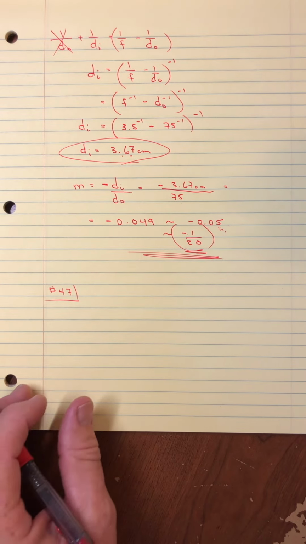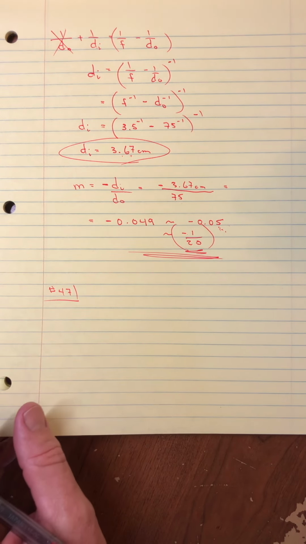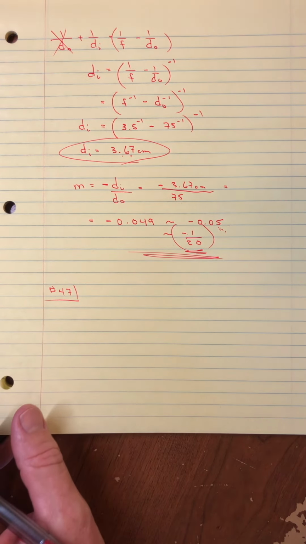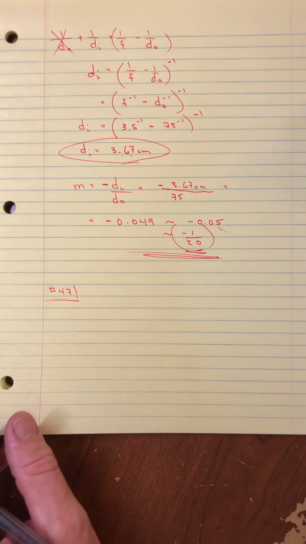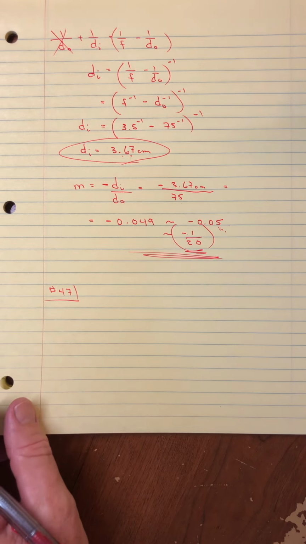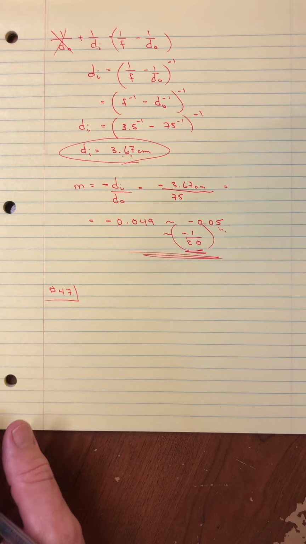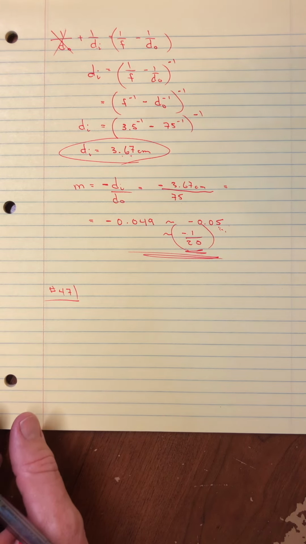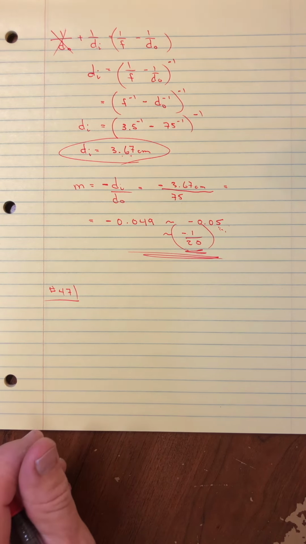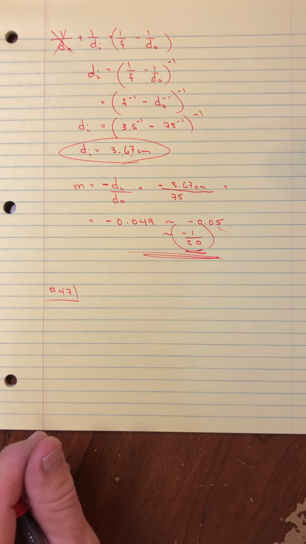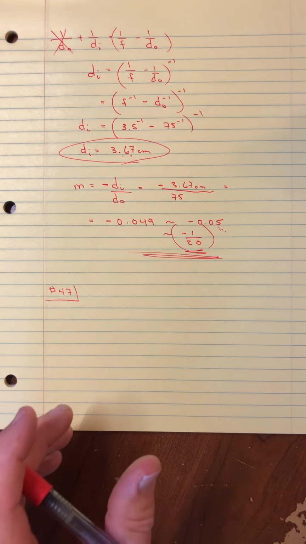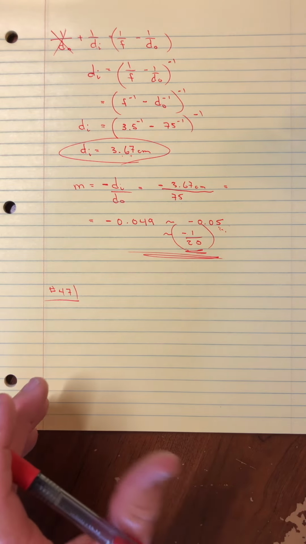Let's try another one here. This one looks like it's got multiple parts. It says part A, what is the focal length of a magnifying glass that produces a magnification of 3 when held 5 centimeters from an object, such as looking at a rare coin?